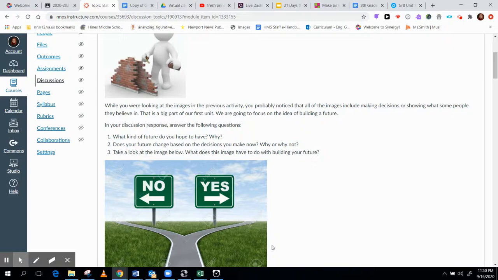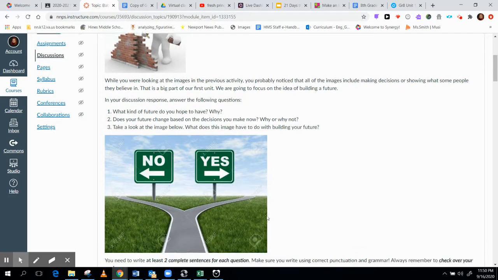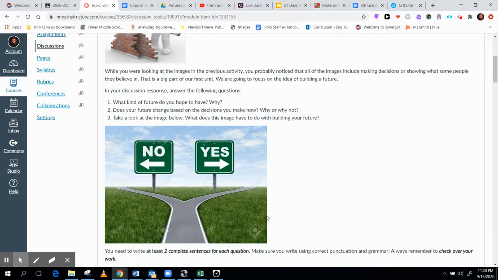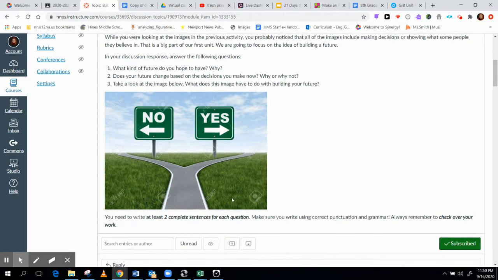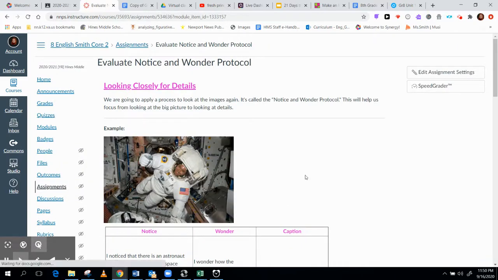And it doesn't have to be a future like when you're 60, 70, 80, 90 years old. It can be the near future, such as in 2 years or in high school or in 5 years. What kind of future do you want to have when you're 15, when you're 20, when you're 25? We will scroll down and click next, and we will end up on the Evaluate, Notice, and Wonder protocol.